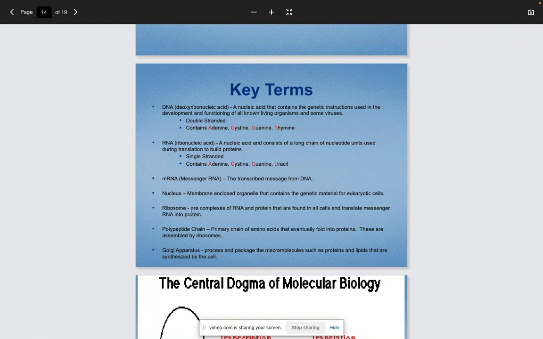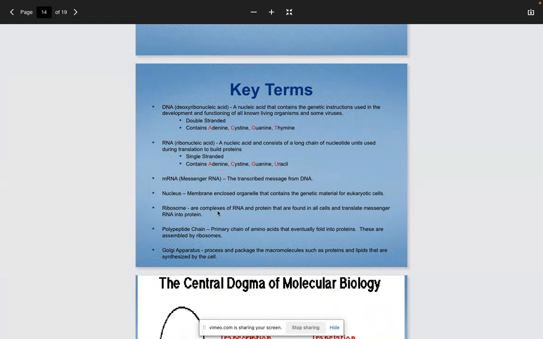The ribosome, remember my Bio 112 class, anytime you hear the word ribosome, you should think of protein synthesis. So these are complexes of RNA and protein that are found in all cells and responsible for translation of messenger RNA into a protein. So you'll see this next picture. It's going to be very important.